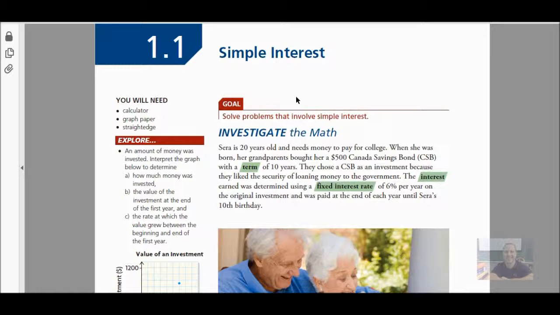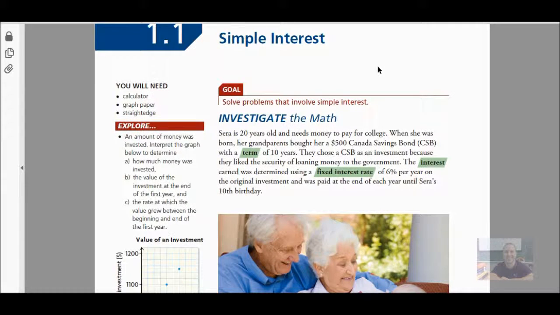Now, if we talk about simple interest, we're talking about interest. What does interest mean? Without looking at the book, what does interest mean to you? Okay, when you have to pay someone something. You have to pay someone something for what usually? For a loan. Okay, so if you take a loan out, that means you get money from somebody or a bank or something. When you pay it back, a lot of times you have to pay some extra money.